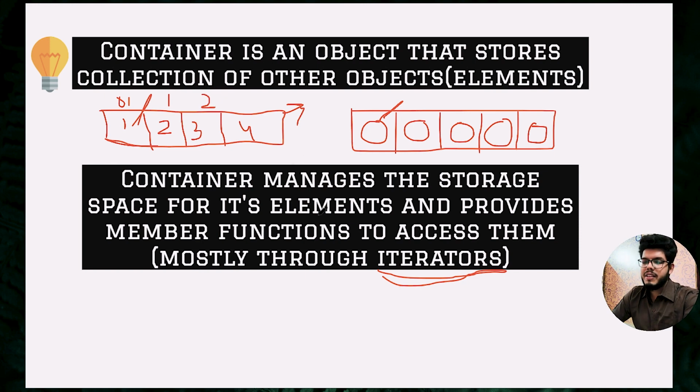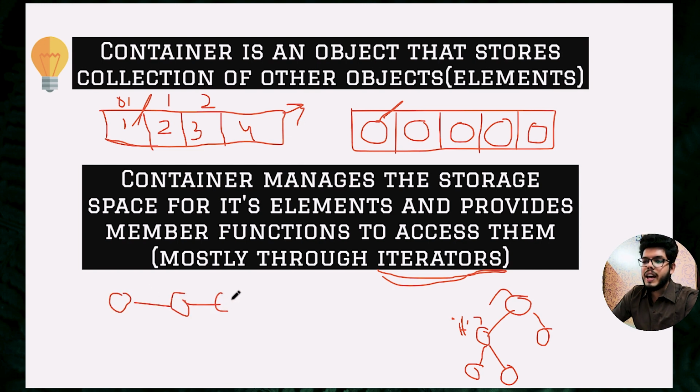But if the container is somewhat complex, suppose you are using a tree which has different nodes in it, you cannot access the nodes with the help of an index. You need an iterator for that. You need an iterator to access every node in the tree. Or maybe if you have a linked list, this chain of linked list, you cannot access the nodes of the linked list with the help of an index. You need an iterator again to go through each node and access the nodes, right? So this is why you need to understand the concept of iterators.